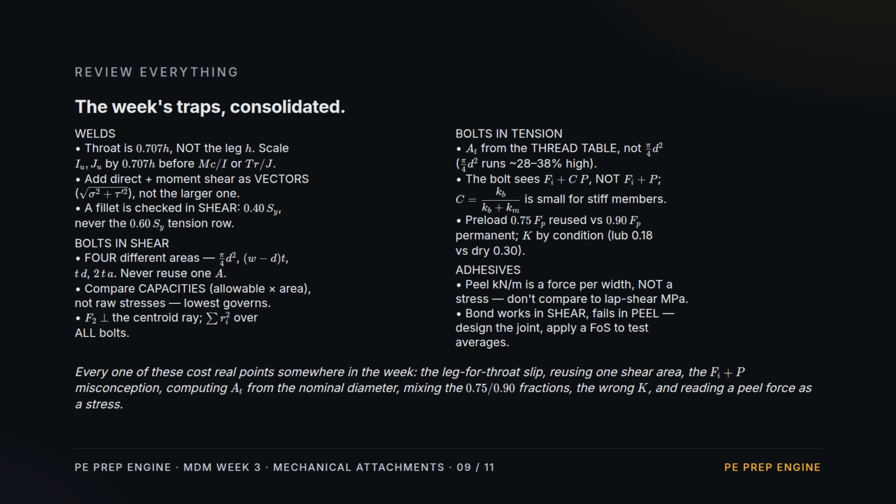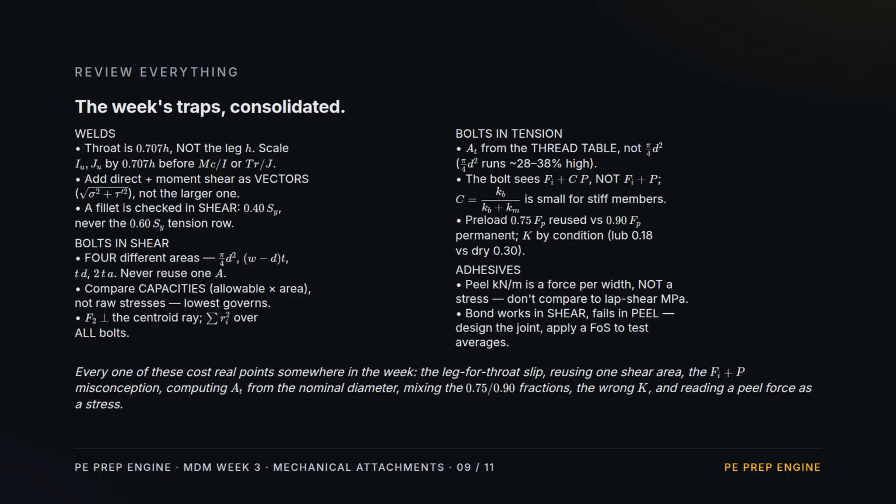The review everything slide, every trap from the week in one place. Welds, the throat is 0.707 of the leg. Scale before you bend, and a fillet is checked in shear. Bolts in shear, 4 different areas. Never reuse one, compare capacities not stresses, and the moment shear is perpendicular to the radial ray. Bolts in tension, read the stress area from the table. The bolt sees preload plus C times P, not preload plus the full load, and pick the reuse fraction and the coefficient by condition. Adhesives, peel is a force per width, not a stress, and the bond works in shear but fails in peel.